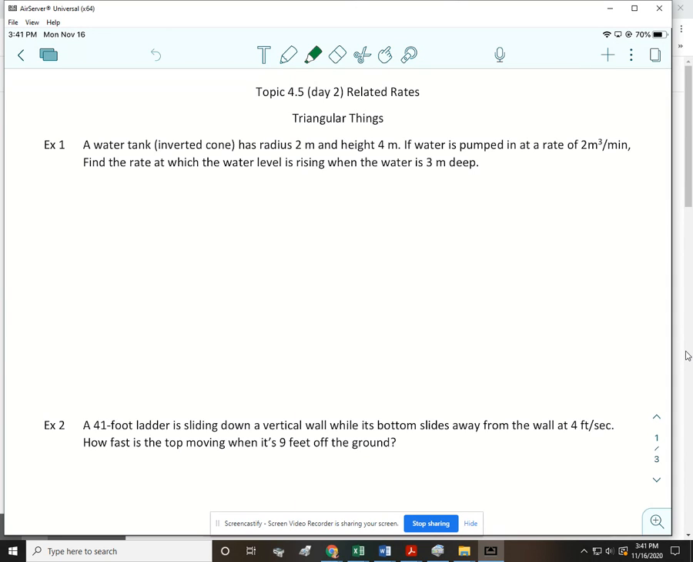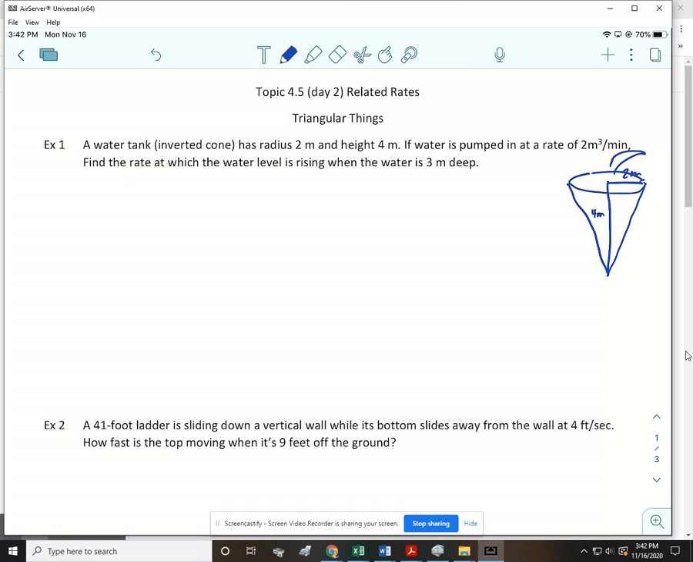Okay, so I'm going to draw an inverted cone. All right, and water is going into the cone. When you're given the radius of a cone, they're talking about the radius at the top. So the radius at the top is 2 meters, and the height of the cone from the vertex to the top is 4 meters. But that is going to change throughout the problem depending on where the water is.